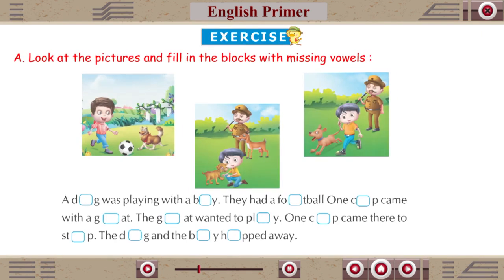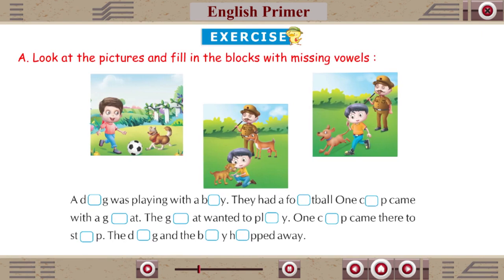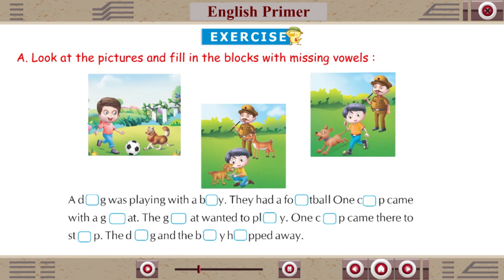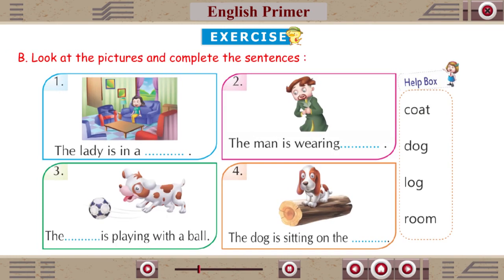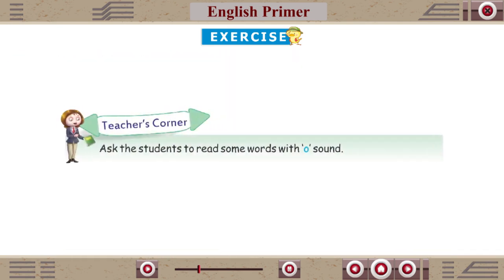Exercise A. Look at the pictures and fill in the blocks with missing vowels. B. Look at the pictures and complete the sentences. Teacher's Corner. Ask the students to read some words with O sound.